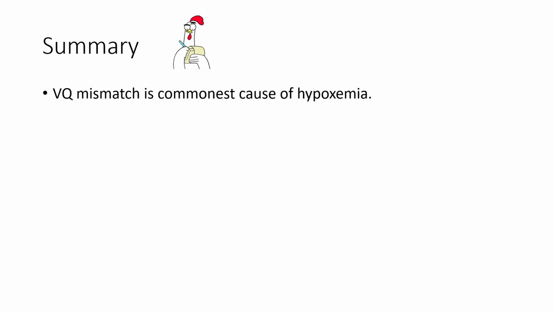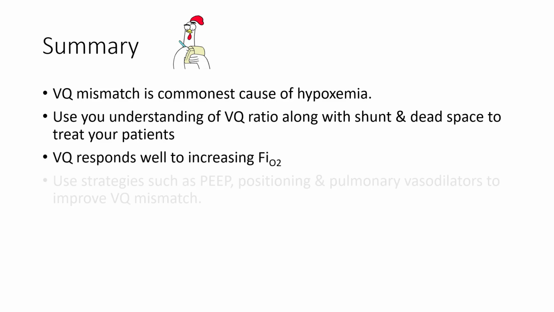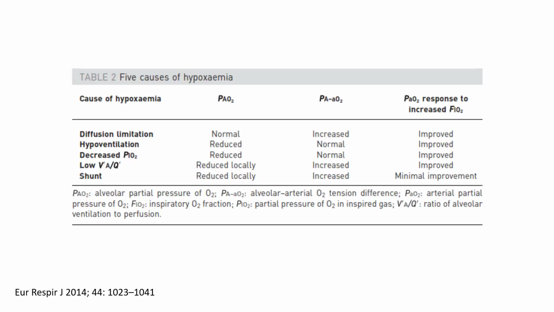VQ mismatch is the commonest cause of hypoxemia. Try to understand VQ mismatch along with shunt and dead space physiology in understanding and treating your patient. VQ mismatches respond very well to increasing FiO2, and you can use strategies such as PEEP, positioning and pulmonary vasodilators to improve VQ mismatch. So we are concluding our hypoxemic hypoxia series.